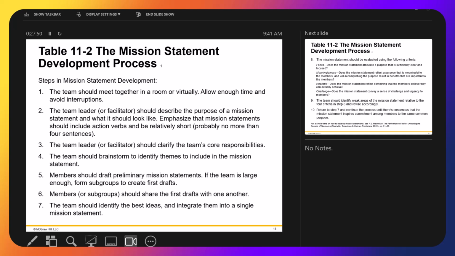The team should identify the best ideas and integrate them into a single mission statement. So as a result of coming up with 15 things, you can whittle it down to 10. And from 10, you can whittle it down to 5 and say, these are the 5 things, mission statement that we want to go with. We started with 15, we whittled it down to 10. We got it down to the 5 core things that's important to us. This is our mission statement.